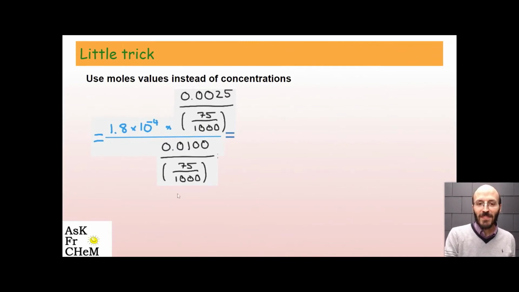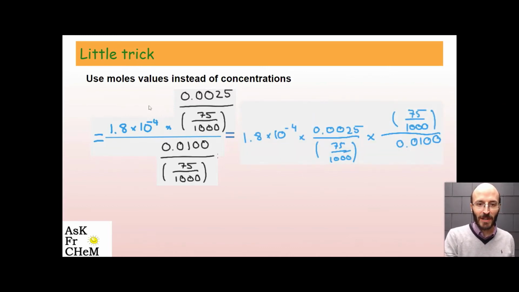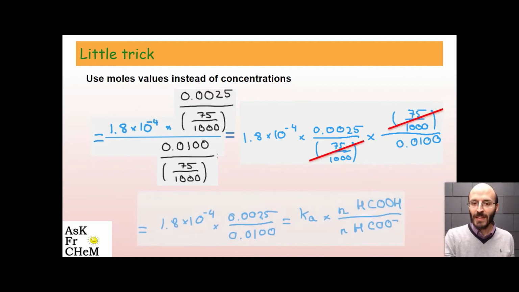Here we have a fraction made of two fractions. So what you're going to do is to multiply the numerator by the reciprocal of the denominator, which is this. And then what you can see is that the volumes cancel out. So you end up with the moles of acid over the moles of conjugate base. And therefore, instead of calculating concentrations, you could do the question with moles, which is easier, it's quicker, so maybe better, but it's up to you. You choose.